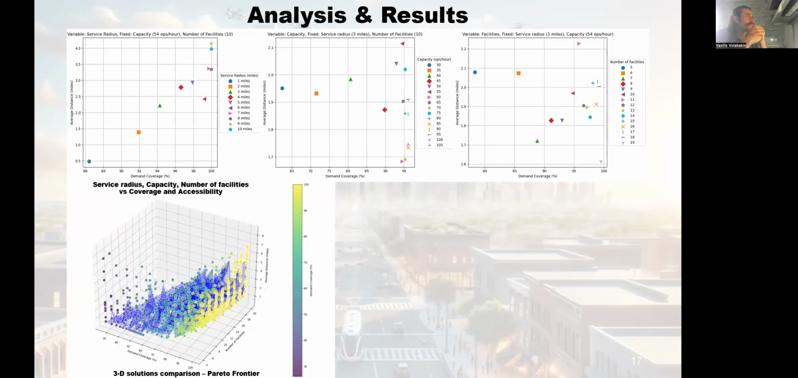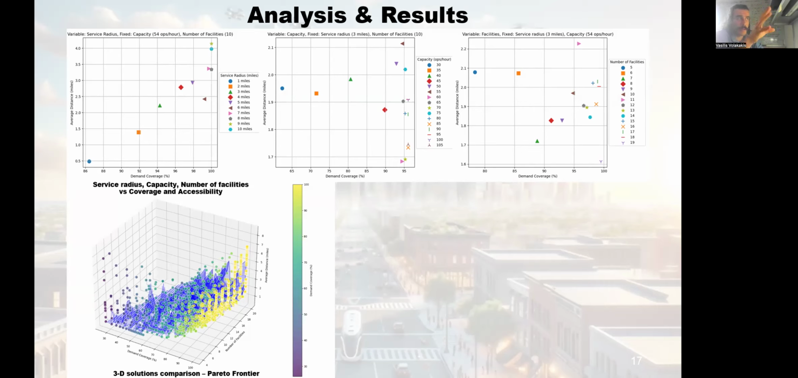And here you have some comparisons between service radius, capacity, and number of facilities versus coverage and accessibility. So you basically see how the demand coverage and the average distance change while you change the service radius and you keep fixed the capacity and the number of facilities. Then you have as a variable the capacity, but you keep fixed the other two parameters.